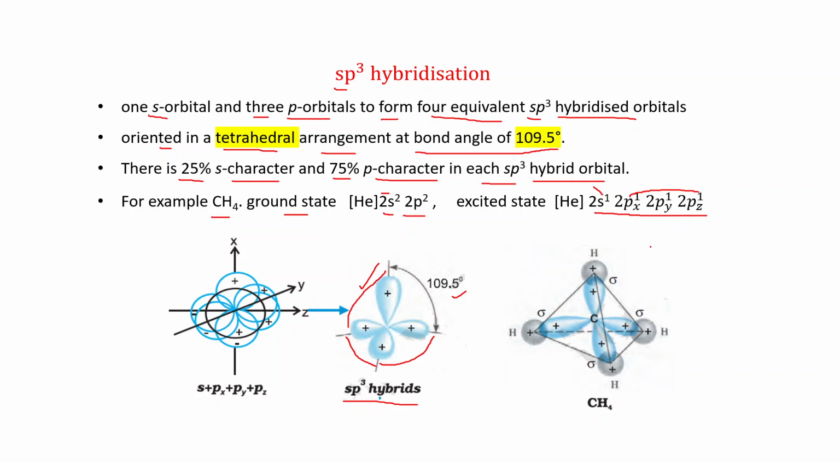In the case of methane, each sp3 hybrid orbital overlaps with one s orbital of hydrogen, forming a sigma bond. This is sp3 of carbon, this is 1s of hydrogen, this is a sigma bond. This is again sp3 of carbon, this is 1s of hydrogen, this is a sigma bond. In the same way, this is also a sigma bond.